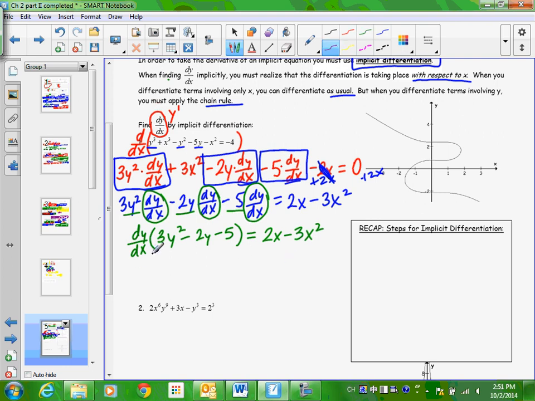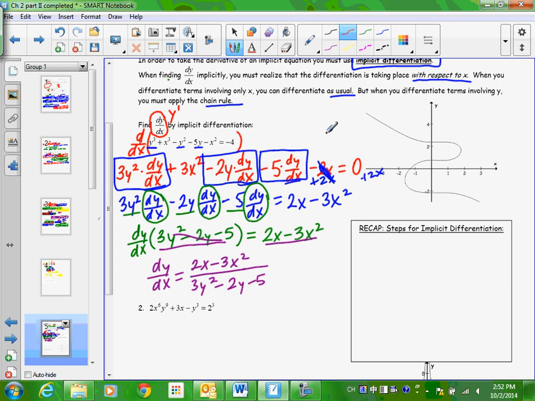Okay, so remember our final goal is to get dy over dx by itself. So what's the last thing we need to do? I'm going to divide. So I end up getting 2x minus 3x squared divided by 3y squared minus 2y minus 5. Okay, that gets rid of that term. So it's a lot of writing, okay? But if you can remember the steps, you're in good shape.